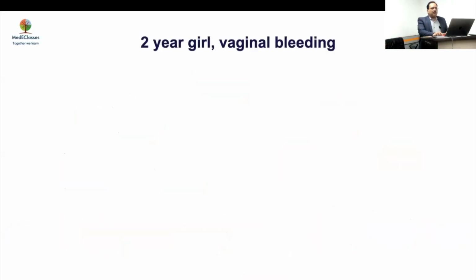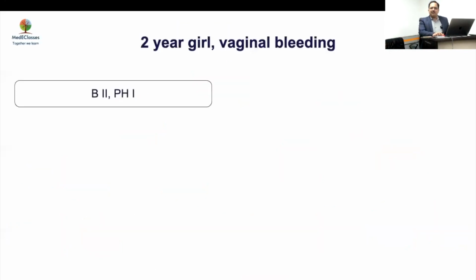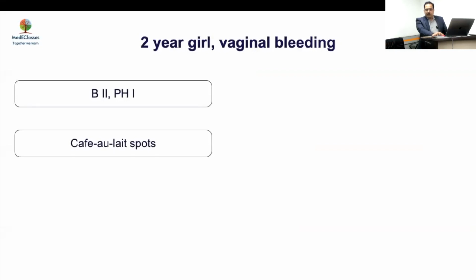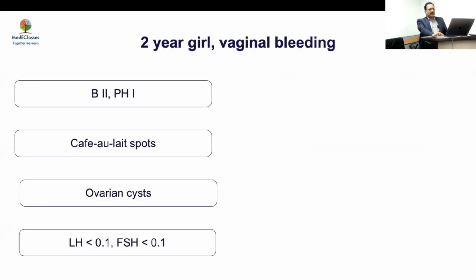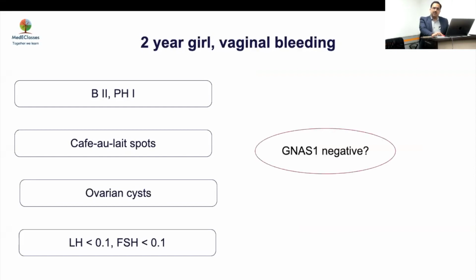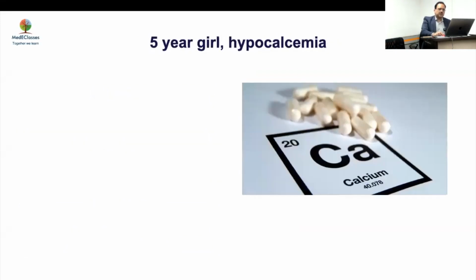Now, the other thing to remember is, so this is that case: a 2-year-old girl with vaginal bleeding, breast development, cafe au lait spots, ovarian cyst, LH and FSH low. This is peripheral precocious puberty. You did the GNAS1 study, it was negative in the blood. Can it still be McCune-Albright, Naveen? Yes, sir. So you do it in blood; if it is positive, well enough. If negative, 40% of cases will be negative. Then you can do it in the ovarian cyst, you can find that. So this is what we call mosaicism.